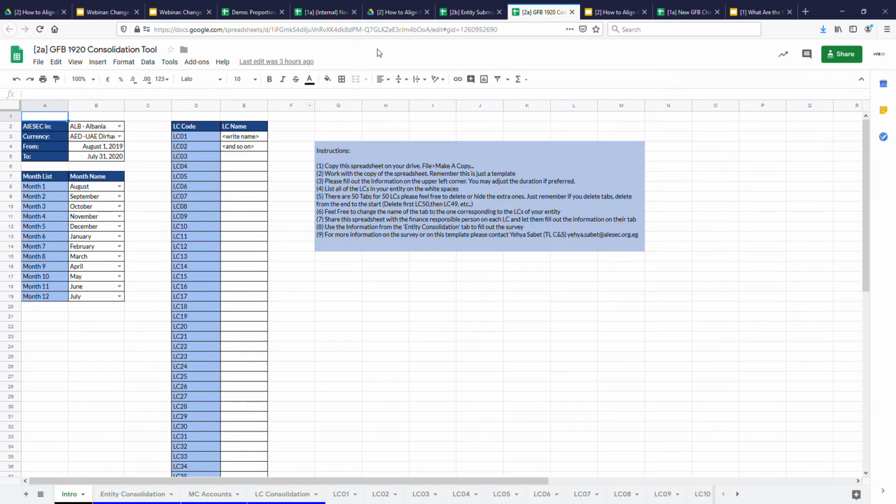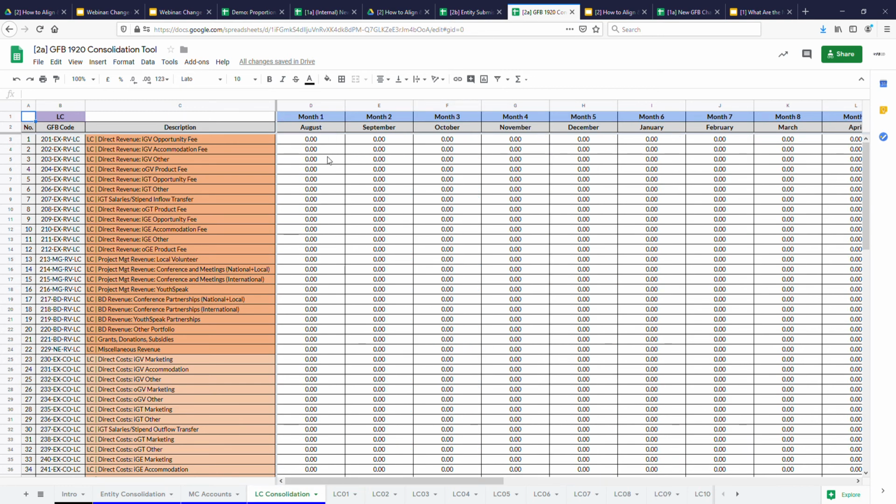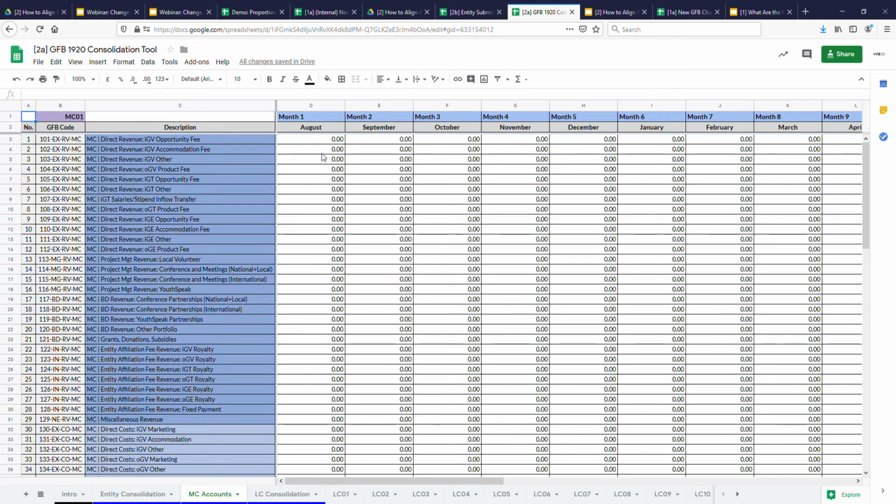Then we have the 1920 consolidation tool. This is more of a consolidation for combining all of the data from the LCs and the MC. Imagine you already got the consolidation tool from one LC. You can just write the numbers here, so you will have the combination of the numbers in the LC consolidation part. And then you, as MC, will have to write down the numbers here.